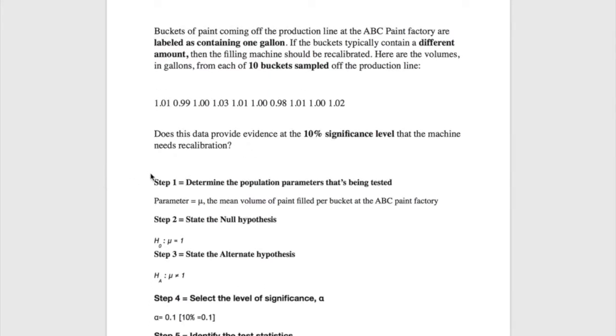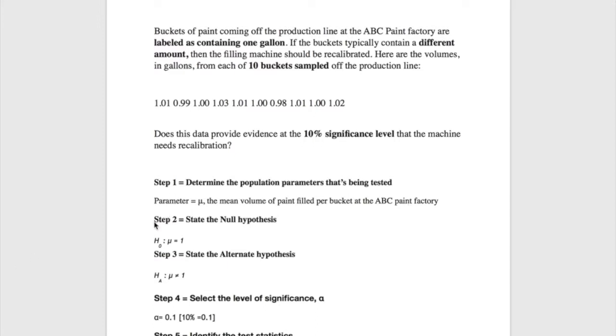So step 1 is determining the population parameter that's being tested. Here we are testing the mean, so we denote the mean as mu, like a Greek u. What we are testing here is the mean volume of paint being filled per bucket at the ABC paint factory production line.